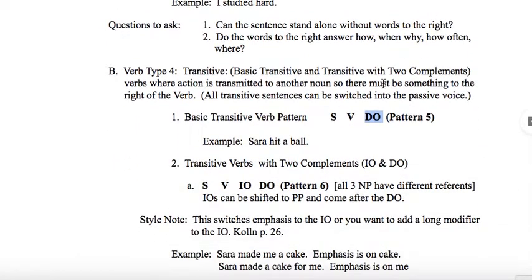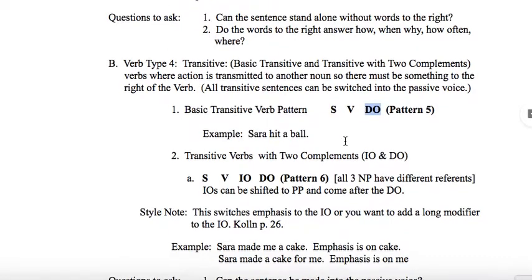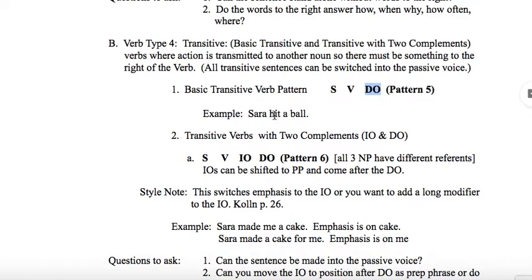But if it does have another noun to the right of it that's unrelated to the subject of the sentence, then you know it's a transitive verb. So let's look at some of these examples. Sarah hit a ball. Since a ball is no restatement of Sarah, it's not describing Sarah, it's a whole separate noun introduced into the sentence, we know that this is a transitive verb with a direct object.